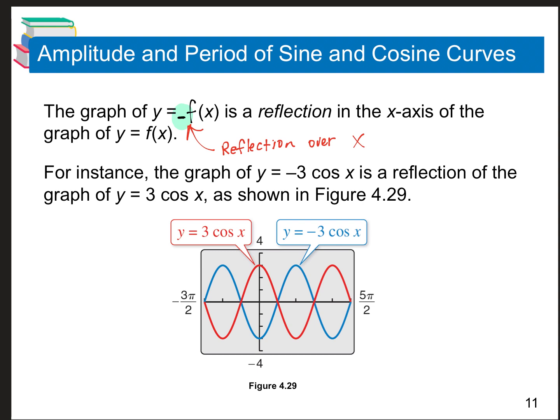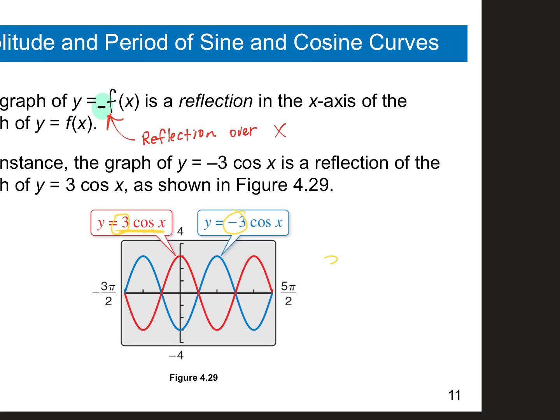So guys, with our cosine curves, right? We had cosine. We start at the amplitude. If the amplitude is positive, we start at positive 3. If the amplitude is negative, where do you think you start? Negative 3.